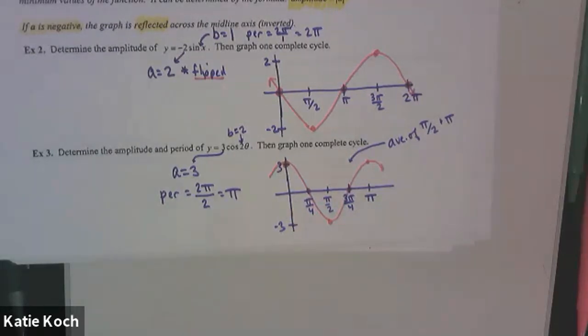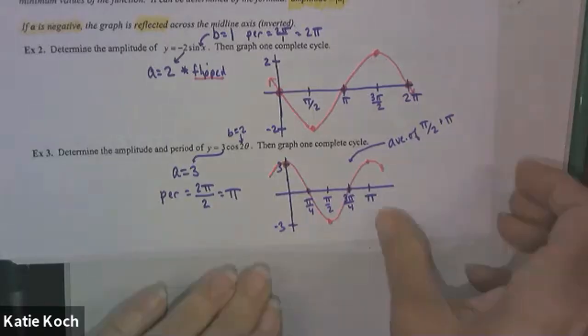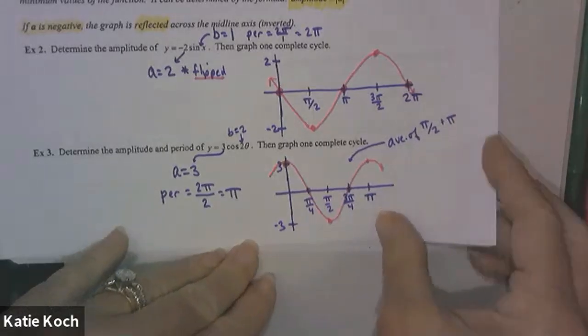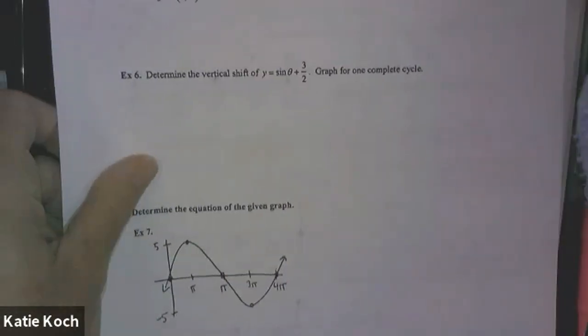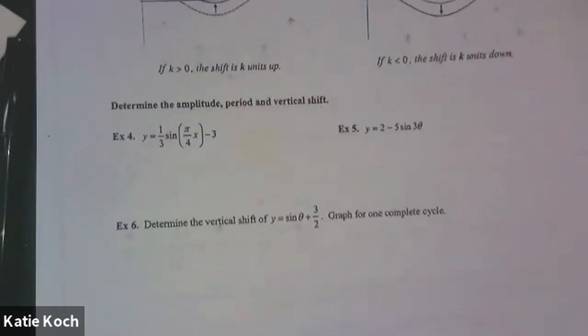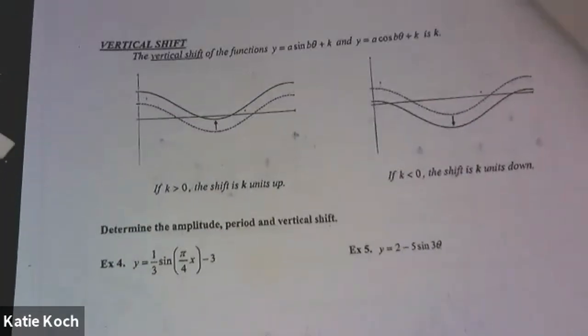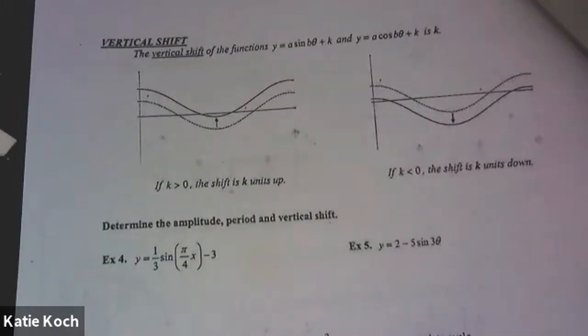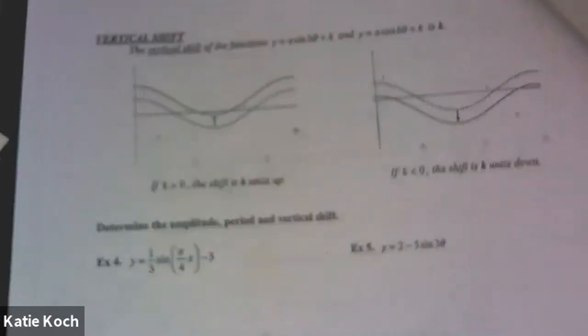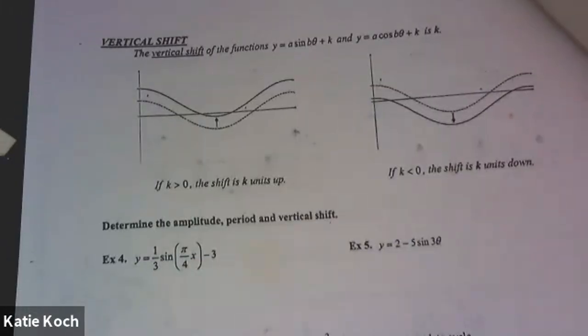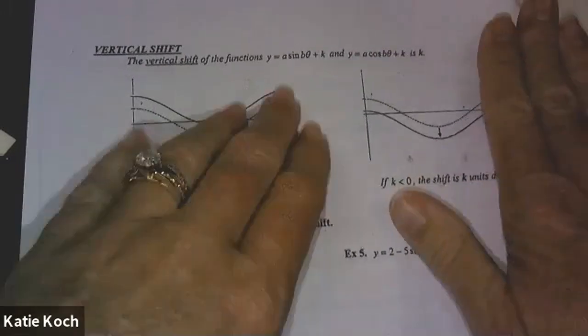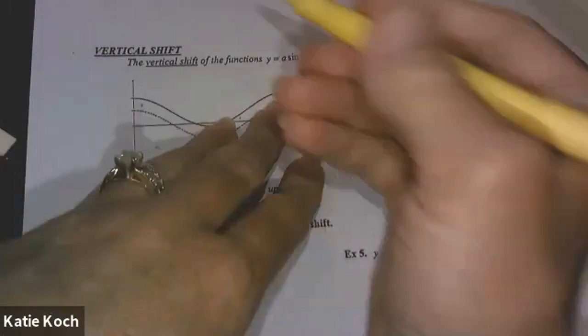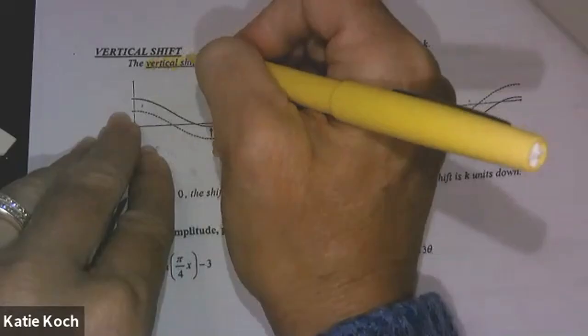Now we talked about what the B does. It affects the period. We talked about what A does. It affects the height. And then as you flip your page, we're going to talk about what K does. Just like graphing quadratics or radicals or all the things you graphed first semester, even conics, K is going to affect that vertical shift. So K has an effect on that vertical shift up and down.